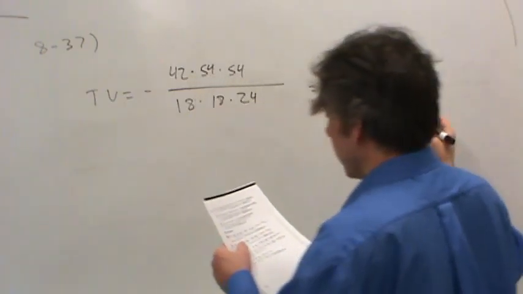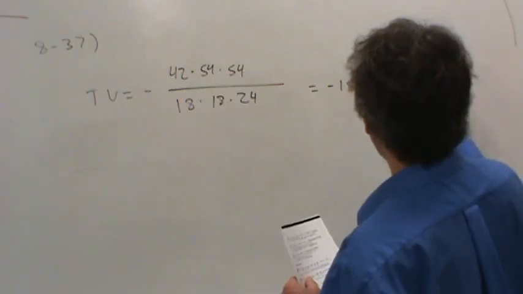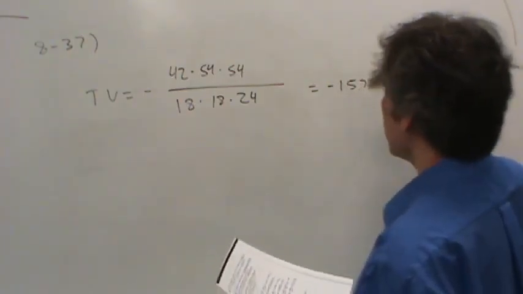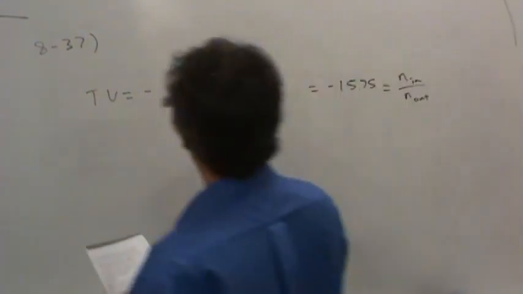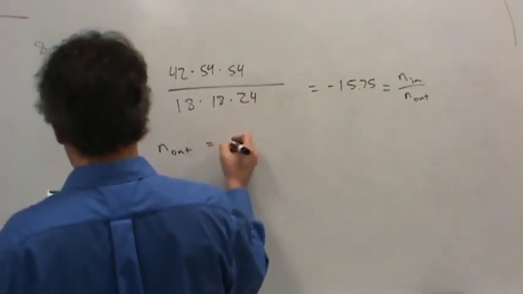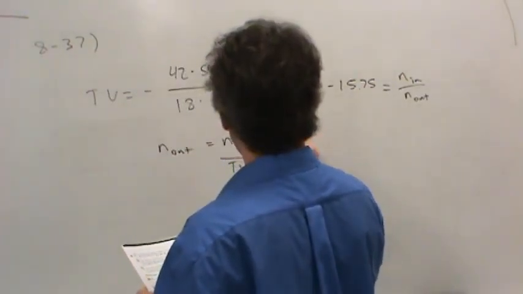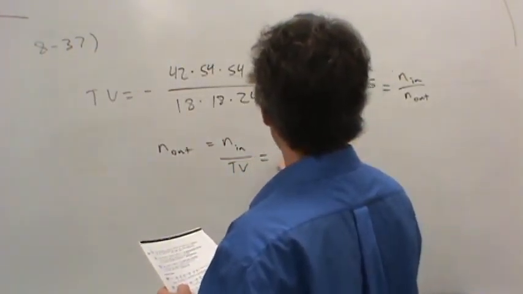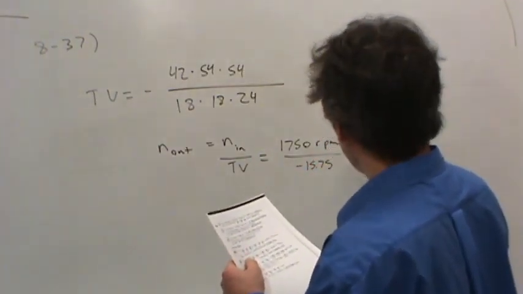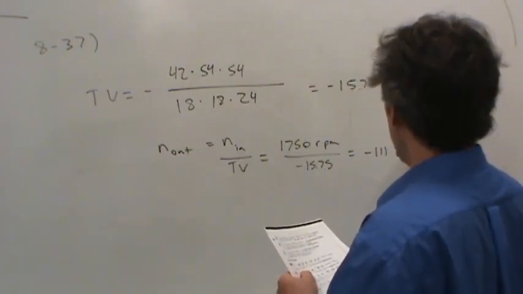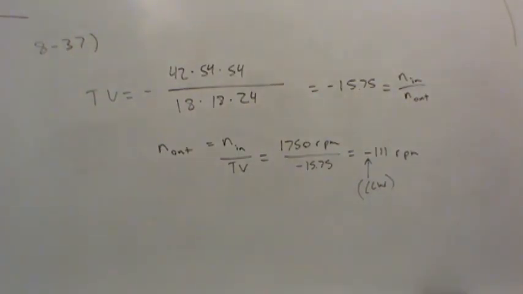And really you can put units on here. You can say speed in over speed out, just as a note. Now really, this is equal to speed in over speed out, so you have to be a little bit careful with that. So the speed out is equal to the speed in divided by the train value. So 1750 RPM divided by the train value of negative 15.75 gives you an output speed of negative 111 RPM. And all this really means is that it's counterclockwise. That's all that means.